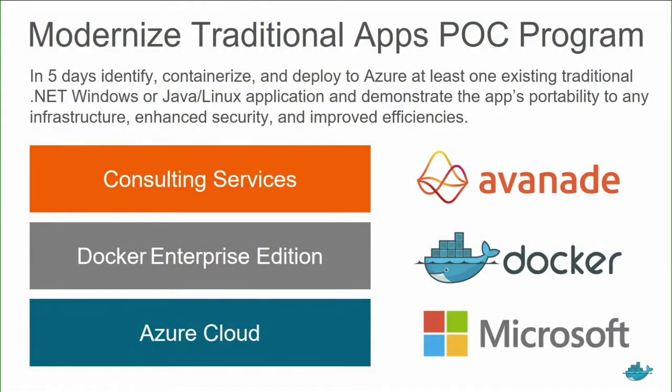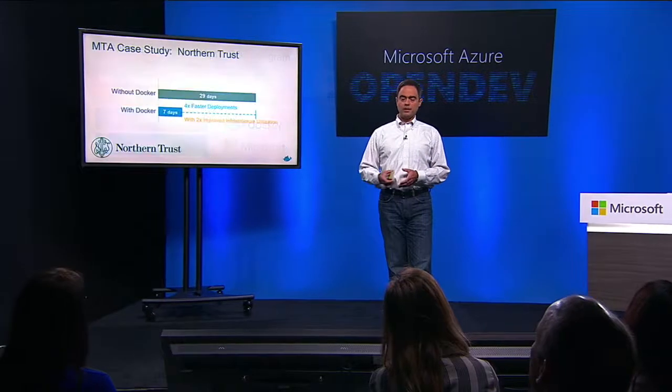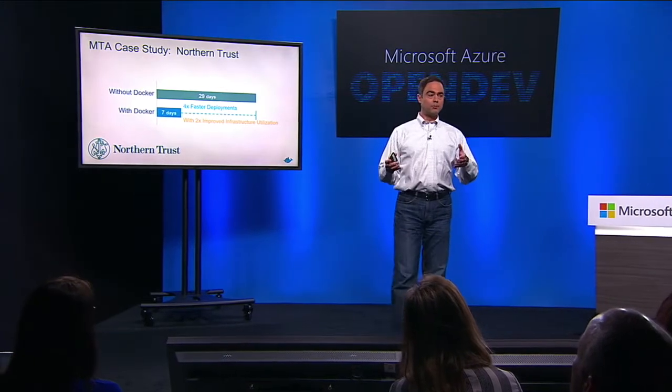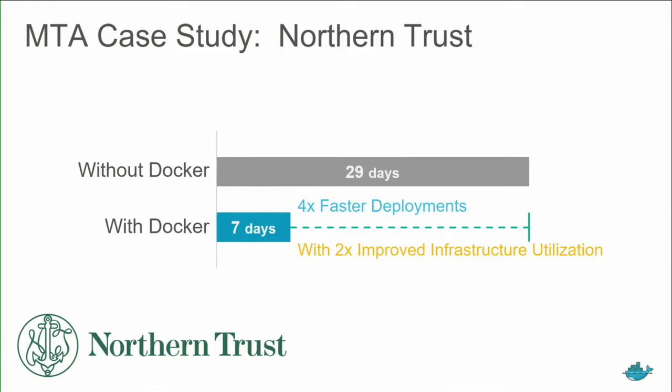So to help customers take this very first step on this multi-step journey toward microservices, we partnered tightly with Avanade and Microsoft to develop what we call the Modernized Traditional Apps POC program. This is a very exciting program that in 5 days will take an existing legacy application, modernize it, put it into a container, put it on modern infrastructure on Azure, and put it under the management of Docker Enterprise Edition. And what we've seen from the results of this program, which we've been in private trials with since December, where several dozen customers have been through it, are pretty dramatic.